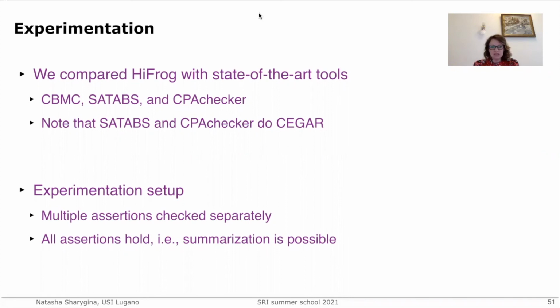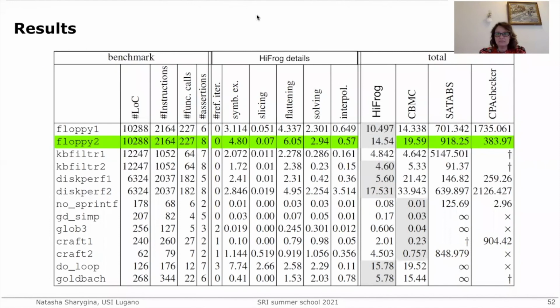So our experimentation setup was that multiple assertions were checked separately. So for each of the verification properties, we ran different runs. And so all assertions hold, so it means that summarization is possible. Here's some statistics with respect to our experimentation. We ran it against a large number of benchmarks, all taken from realistic systems, from a collection of the systems used for the comparison of various verification tools.